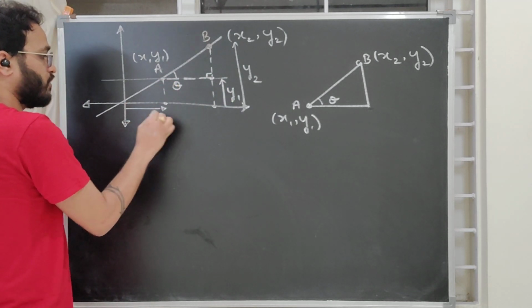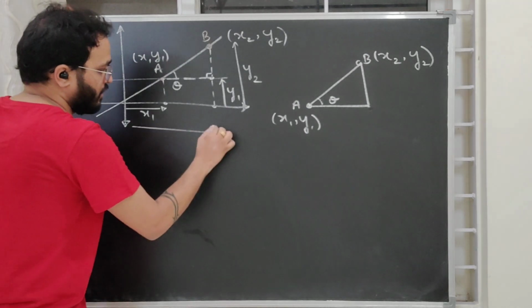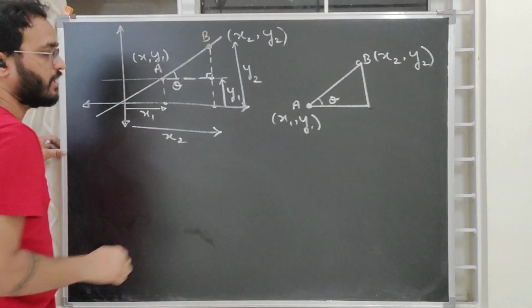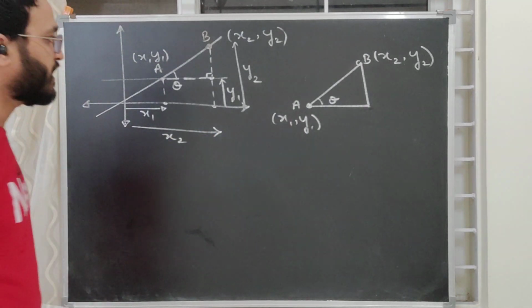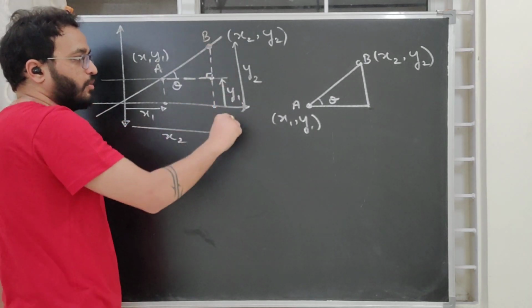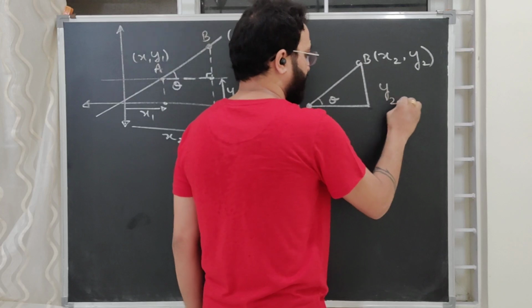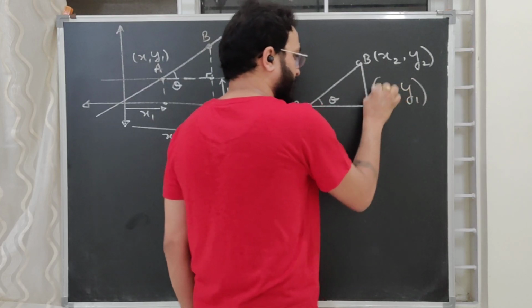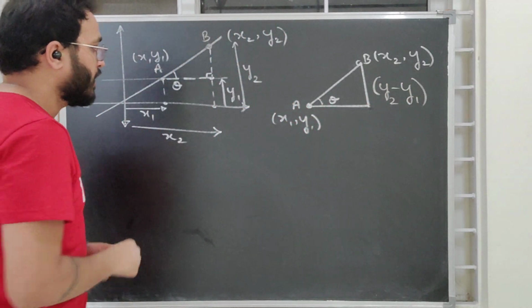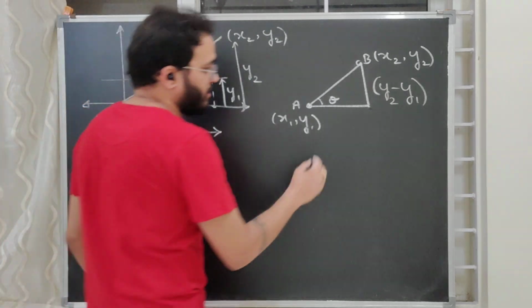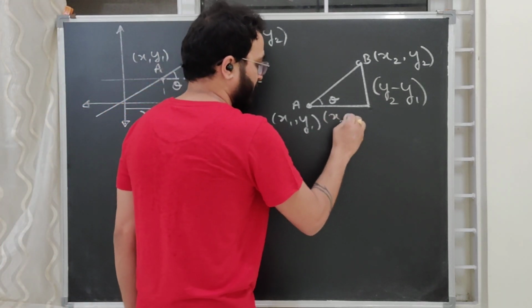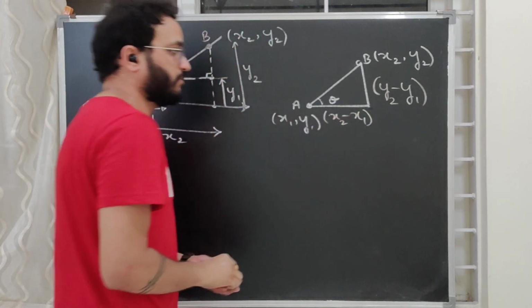Suppose I talk about this point and I talk about this point. So what is this length? You will say, sir, x1. And what is this length? You will say, sir, x2. Now, can you tell me what is this height? Don't you think it is y2 minus y1? So it is y2 minus y1, right? And what is this base? You will say, sir, this is x2 minus x1.